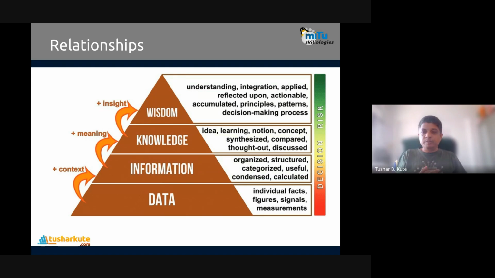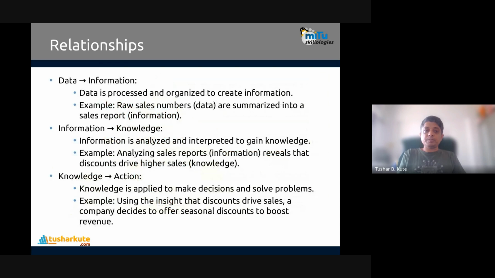So when you get the wisdom, definitely it will be helpful for the growth of the businesses. That's why it is required to know about the processes present under business intelligence. This is the relationship that they carry.